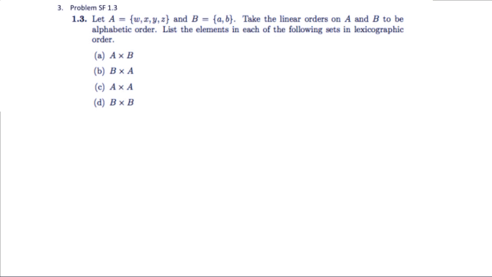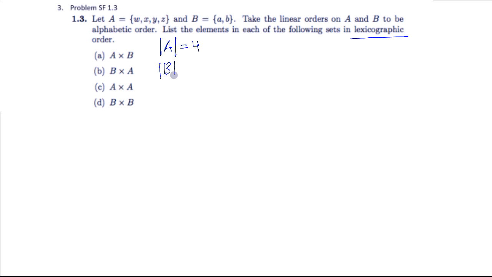Okay, I am going to do another example problem for you. And in this one, we're looking at lexicographic order, what we call lex order usually. And we've got two sets, A and B. A has 4 elements in it. B has 2 elements in it.